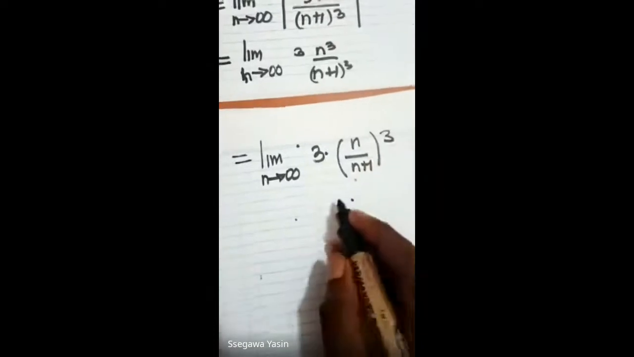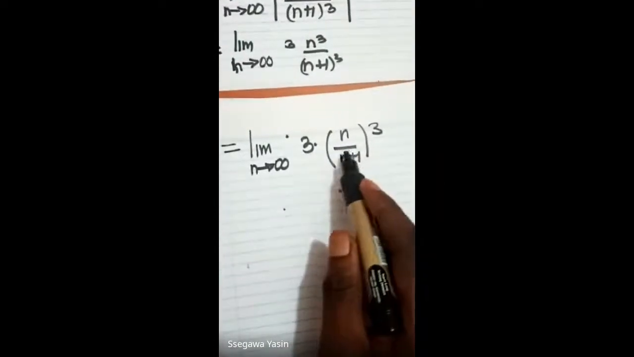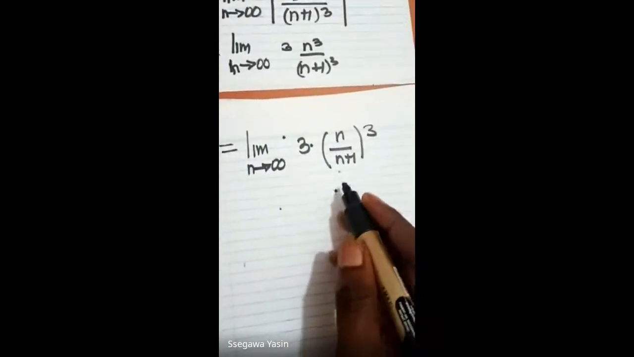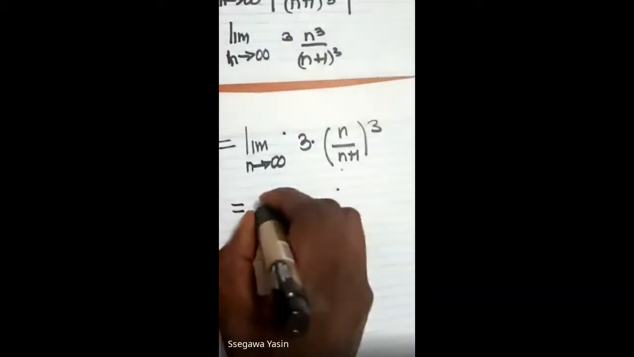So mathematicians, what is the answer here? I got 3. You got a 3. Yes, it is 3. It's divergent.